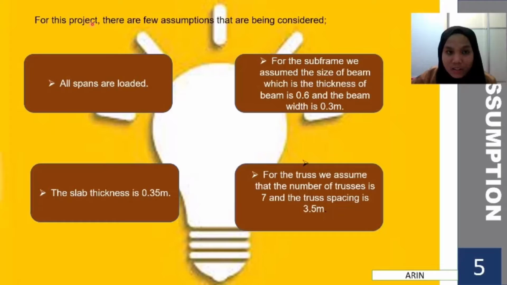For this project, there are a few assumptions that are being considered. First, all spans are loaded, with dead load and live load. For the subframe, we assume that the thickness of the beam is 0.6 and the width is 0.3 meter. And the slab thickness is 0.35 meter. For the truss, we assume that the number of trusses is 7 and the truss span is 3.5 meter.